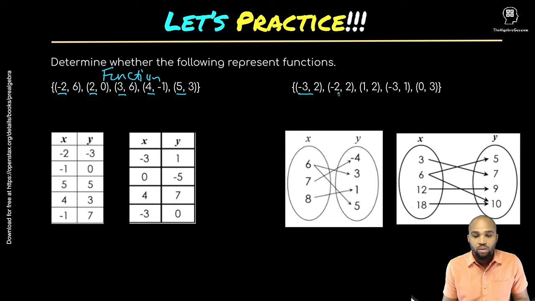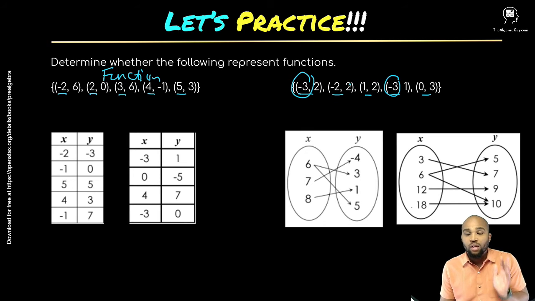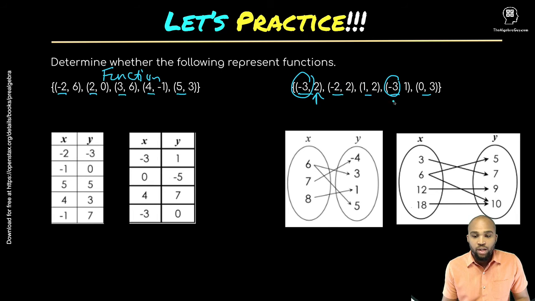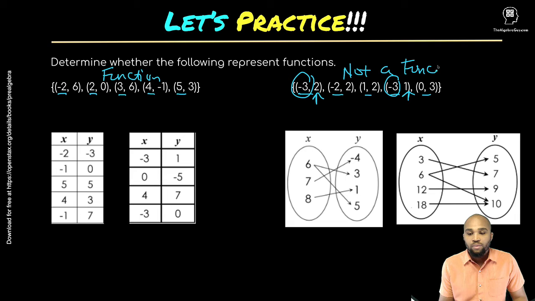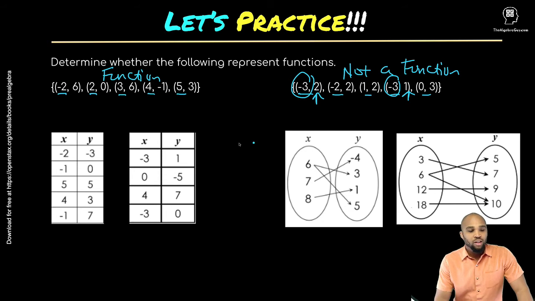What about this one? Let's look at the x. -3, -2, 1, -3, 0. Oh, I saw -3 come up twice. Now that's fine if they're giving you the same output. But are they? Nope. One has a 2, one has a 1. That is not going to work, buddy, because you can't push -3 on that soda machine and sometimes get 2 and sometimes get 1. So we're going to say this is not a function. See how simple that is? And this is algebra.